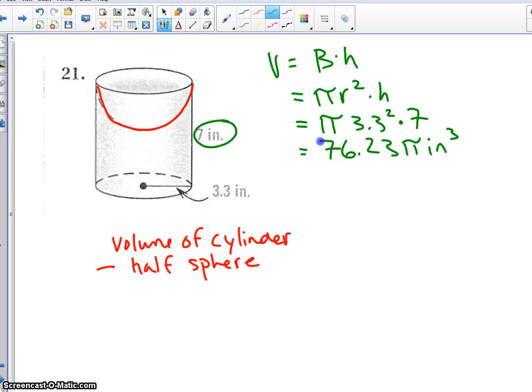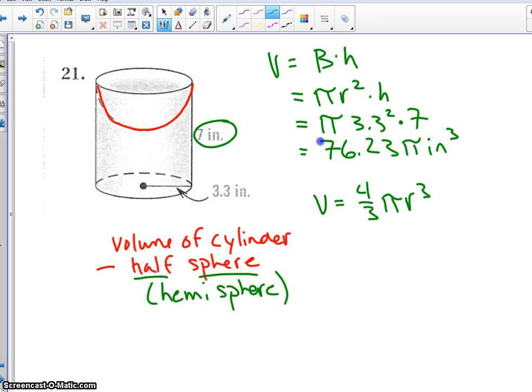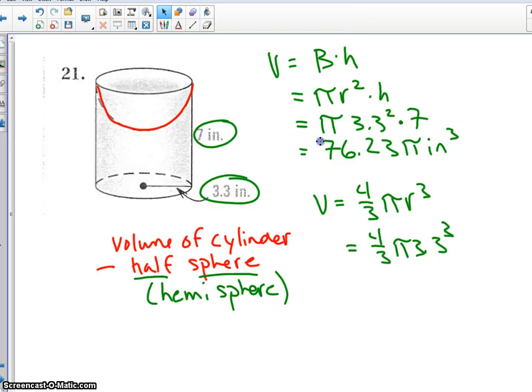Now we have this sphere at the top, but it's not really a sphere, it's half a sphere. Sometimes you call that a hemisphere, right? That comes up in geography, the hemispheres. So basically we have half a sphere. So what we're going to do is find the volume of the sphere, cut it in half. So we have 4/3 pi r cubed. Now in this case, we just realized our radius is right down here, 3.3.